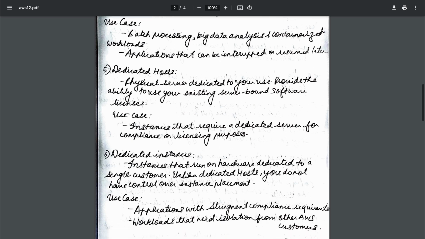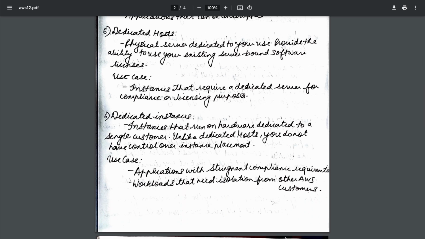Now let's move forward with the dedicated host and dedicated instances. Let us go through the definition first and then we'll see the differences between them.